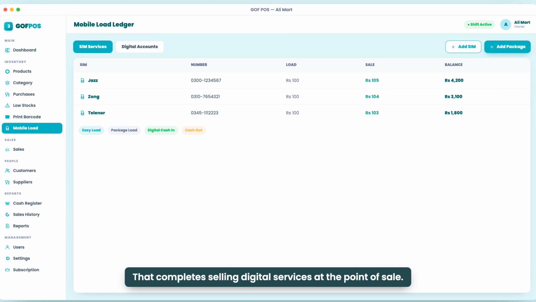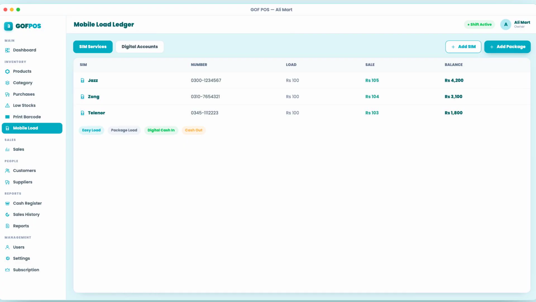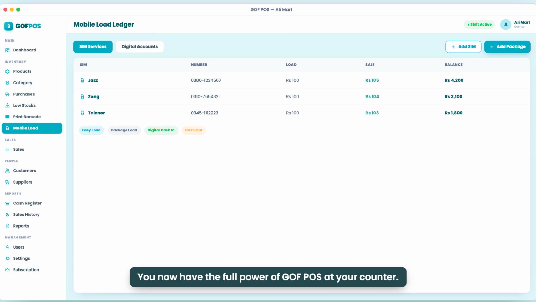That completes selling digital services at the point of sale. You now have the full power of GOF POS at your counter.